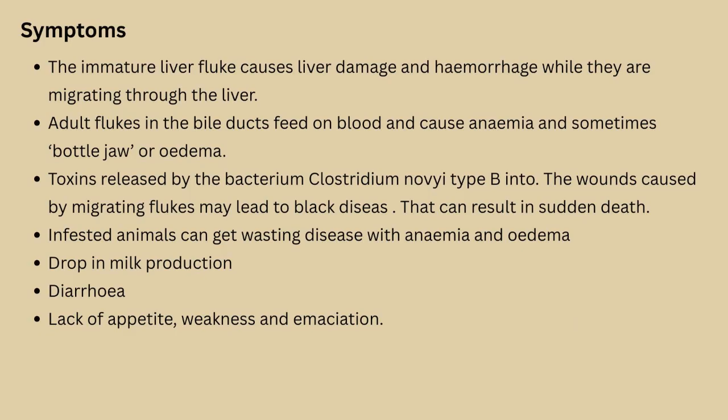Symptoms. The immature liver fluke causes liver damage and hemorrhage while migrating through the liver. Adult flukes in the bile ducts feed on blood and cause anemia and sometimes bottle jaw or edema. Toxins released by the bacterium Clostridium novyi type B into the wounds caused by migrating flukes may lead to black disease, which can result in sudden death.